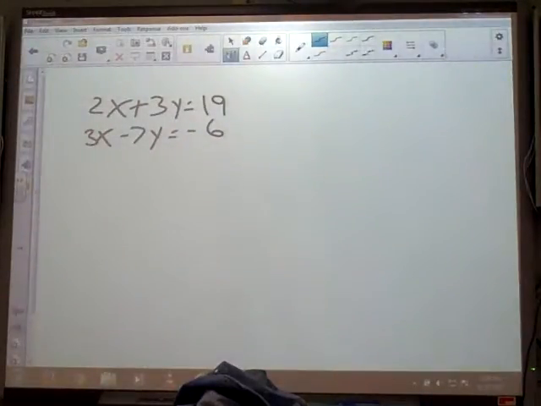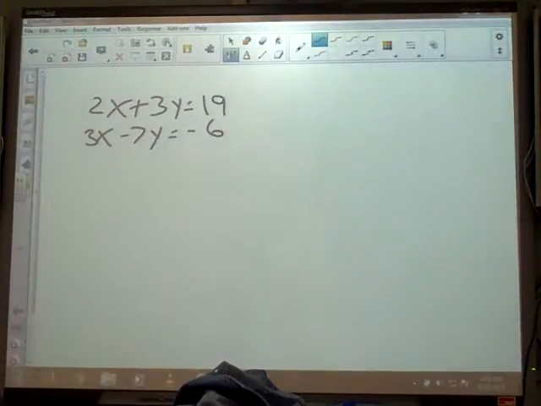So I'm looking at those x's and they've got a 2 and a 3. Those are factors of 6. I could make my x's both be 6's, right? Y's, I've got a 7 and a 3. Those are factors of 21, so I can make my y's both be 21's. So that's just up to you. Do you want to make your x's 6's or your y's 21's? X's 6's is a little bit smaller numbers, so we'll go with that.